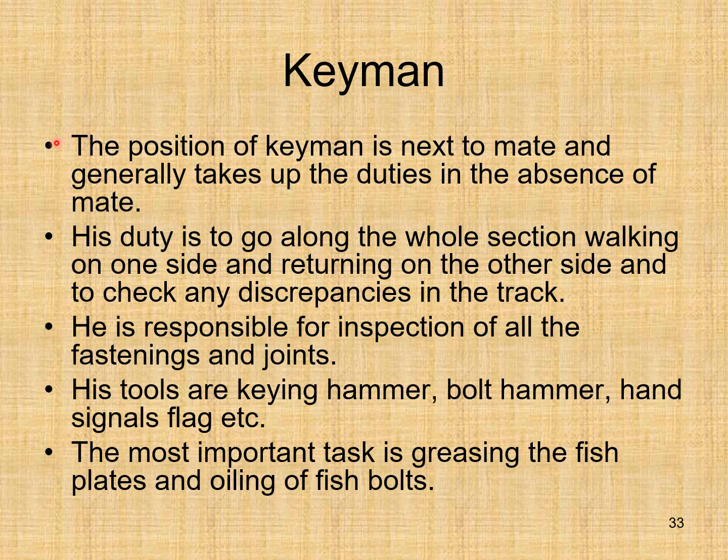Keyman. The position of keyman is next to mate and generally takes up the duties in the absence of mate. His duty is to go along the whole section walking on one side and returning on the other side and to check any discrepancies in the track. He is responsible for the inspection of all the fastenings and joints. His tools are keying hammer, bolt hammer, hand signal, flag, etc. The most important task is greasing the fish plates and oiling of fish bolts.